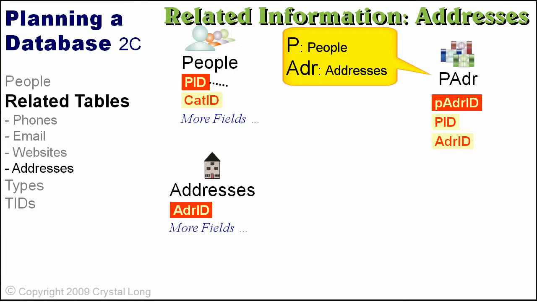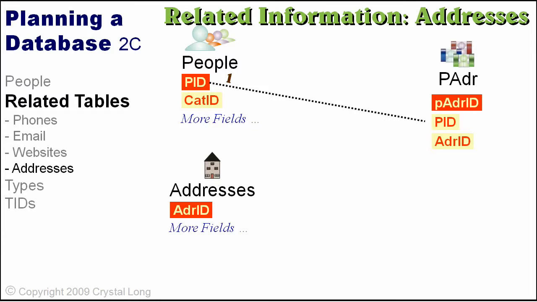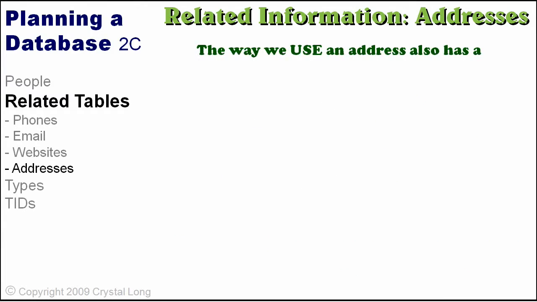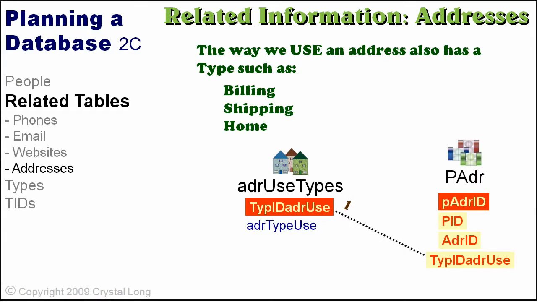The junction table will be called PAdr. There is a one-to-many relationship between people and PAdr. There is a one-to-many relationship between addresses and PAdr. The result is a many-to-many relationship between people and addresses. The way we use an address also has a type, such as billing, shipping, home, so we will add a types field to our PAdr table.